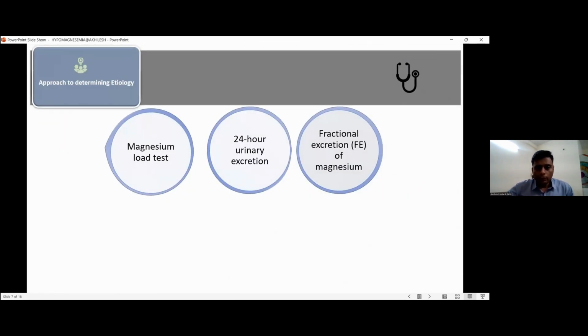How do we approach magnesium deficiency? There are three tests we do: the magnesium load test, to look for the magnesium-deficient state, and two tests, 24-hour urinary excretion and fractional excretion, to know the etiology of the hypomagnesemia, that is, why the magnesium is low.